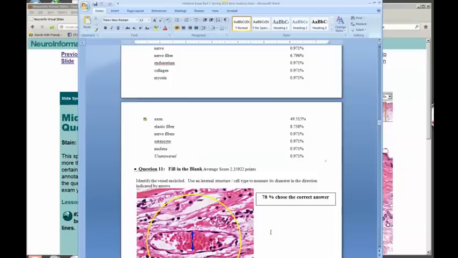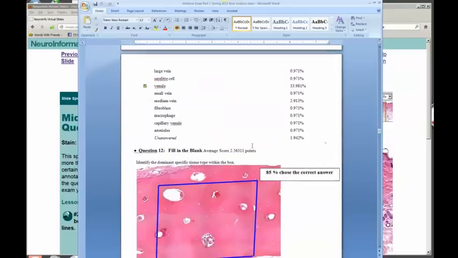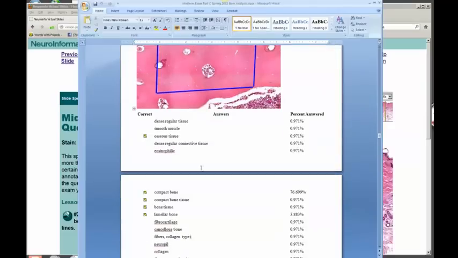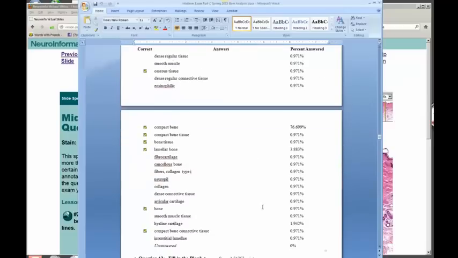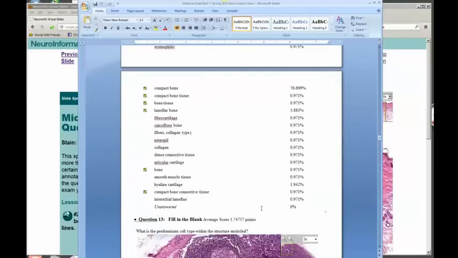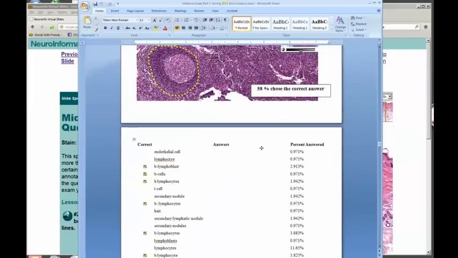And I think if you pay attention to what I reviewed, and of course here's the postcapillary venule. We accepted with or without a hyphen, and you can see the exceptions there. And venule we accepted. Here we accepted osseous tissue, compact bone tissue, and lamellar bone. But if you put cancellous, which nobody did, so we were pretty lenient with this. We should perhaps have just stuck to compact bone, but we gave you the benefit of the doubt.